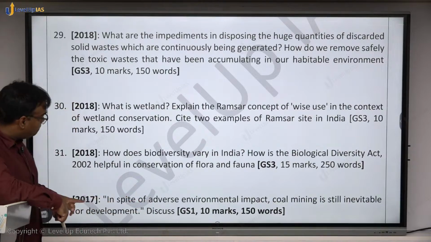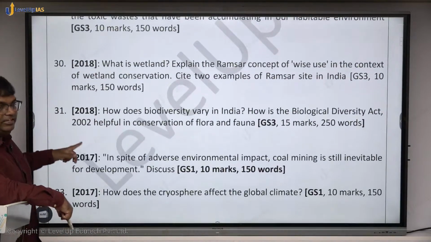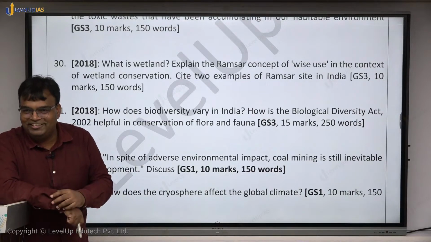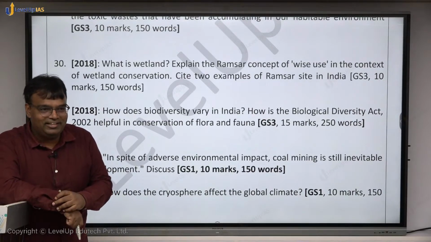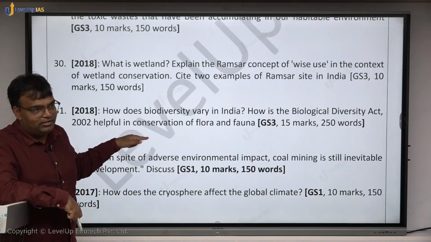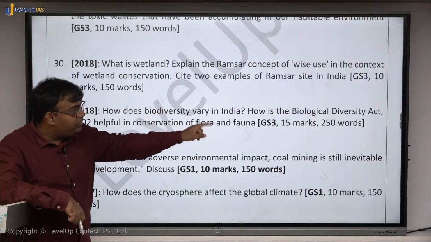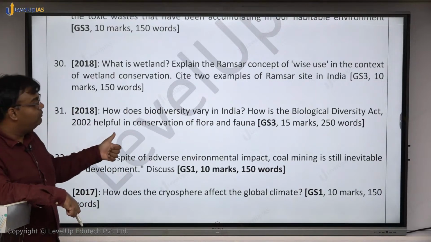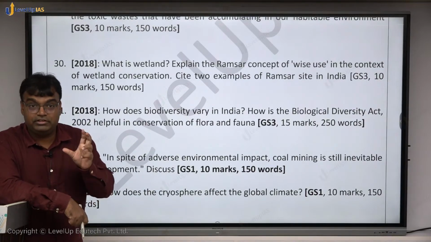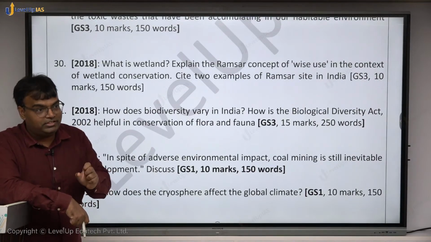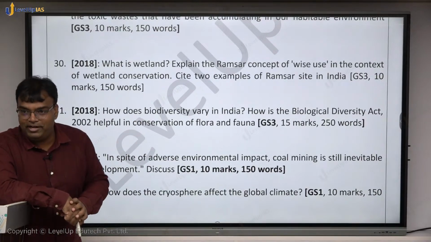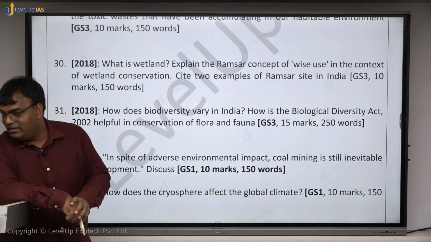Easy one. How does biodiversity vary in India? क्या अभी पूछा? Did we just see they had asked this question? इंडिया में biodiversity कैसे vary करता है? देखो दोबारा से. Past में they have asked this question. They have again repeated it. How is Biological Diversity Act 2002 helpful in conservation of flora and fauna? So national efforts में biodiversity conservation का the first thing, the most important thing that we study is Biological Diversity Act, और इसमें recently amendment भी हुआ है, so we will study it, we will analyze it.